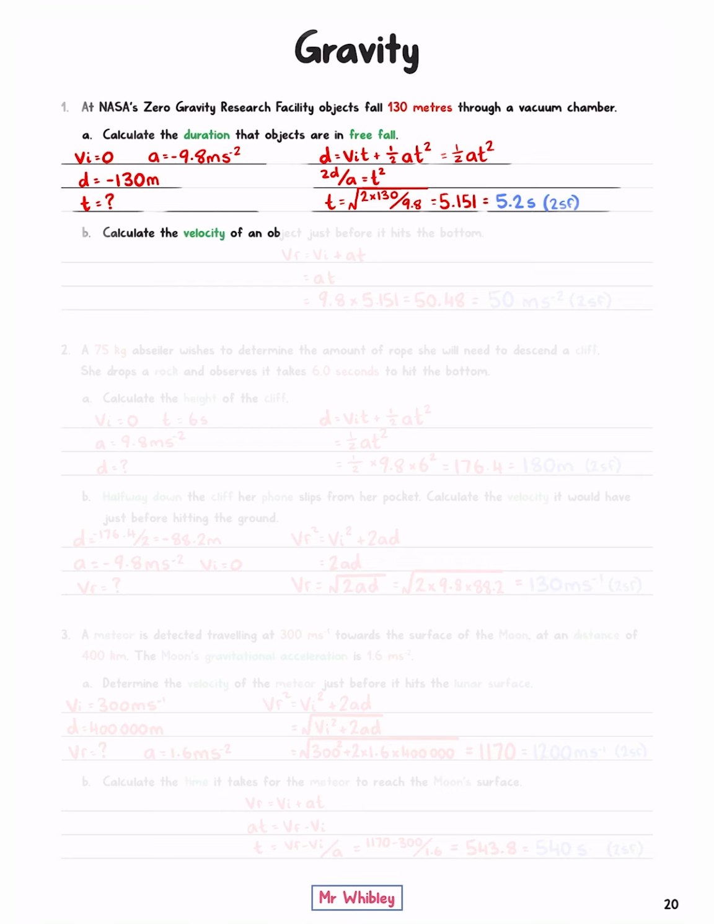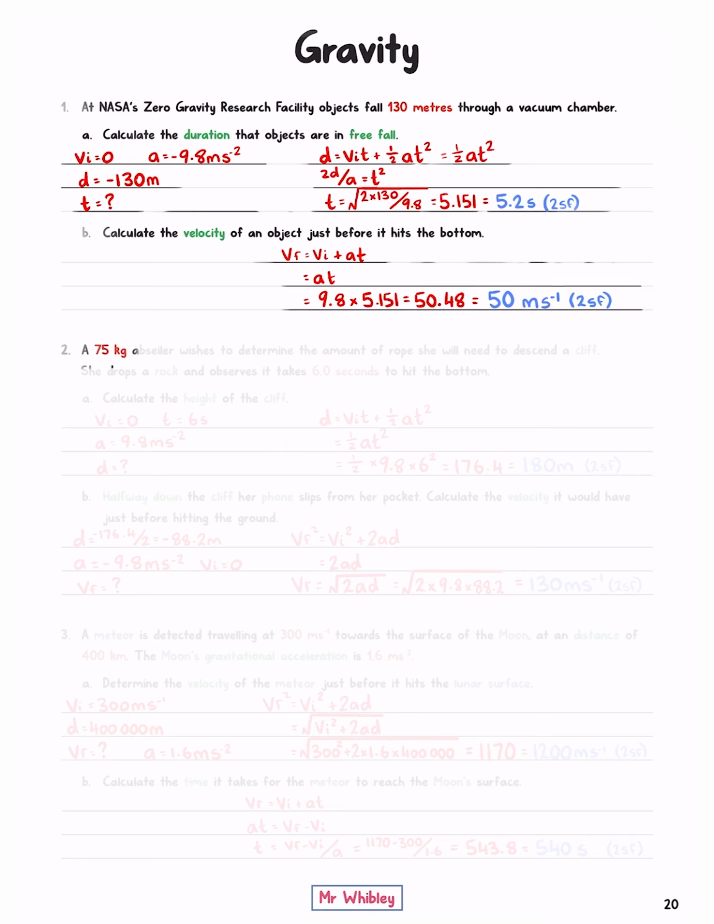Calculate the velocity of an object just before it hits the bottom. For this, the easiest equation to use is this one here, where once again, because vi is 0, this just becomes at. Putting in these numbers gives us 50.48 or 50 meters per second to two significant figures.